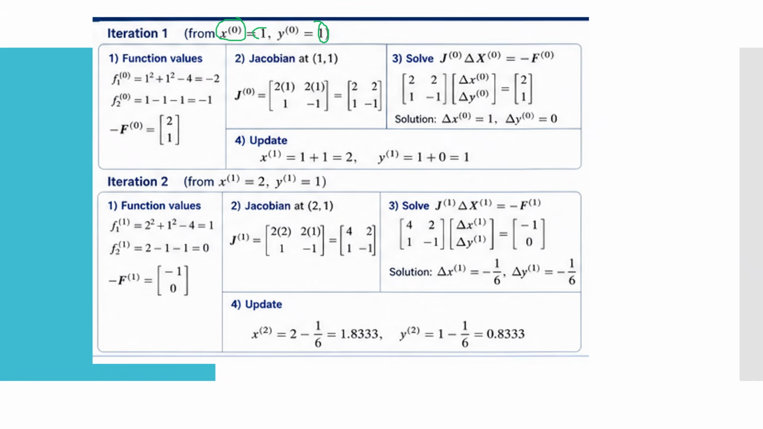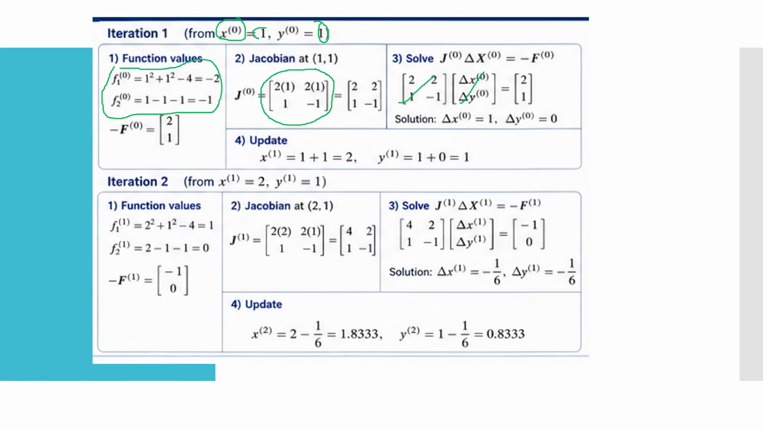to perform the Newton-Raphson iteration scheme for the given function, first we will evaluate the value of the function at the initial guess. It becomes minus 2 and minus 1. Again, we'll calculate the value of the Jacobian matrix. By substituting the value of the variables with the initial guess, it becomes 2, 2 and 1, minus 1. Then we'll apply the iteration equation where the Jacobian matrix multiplied by a correction value is equal to minus the value of the function evaluated. So we have the right side as 2 and 1.